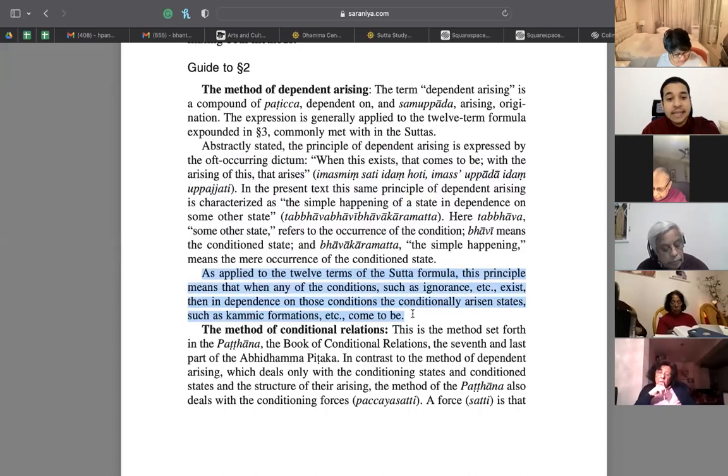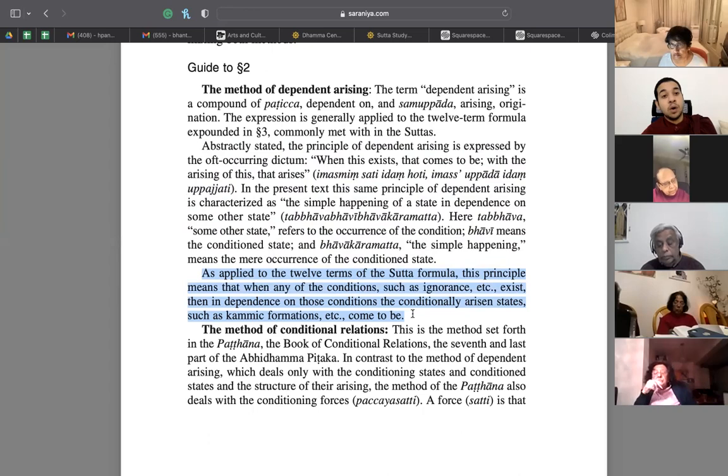As applied to the 12 terms of the sutra formula, the principle means that when any of the conditions such as ignorance, etc., exist, then in dependence on those conditions, the conditionally arisen states such as karmic formations come to be. In dependence of those states that come to be through that process, salayatana, because salayatana exists, passa exists. Because passa exists, we see, we come into contact with all of these objects.